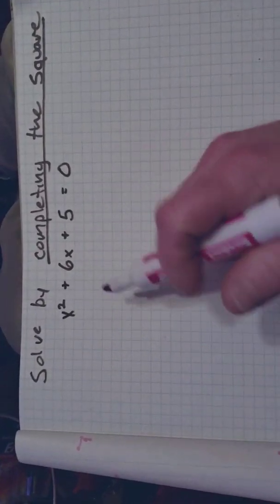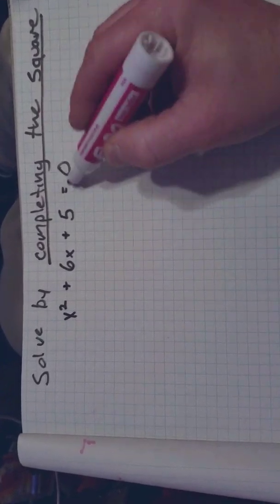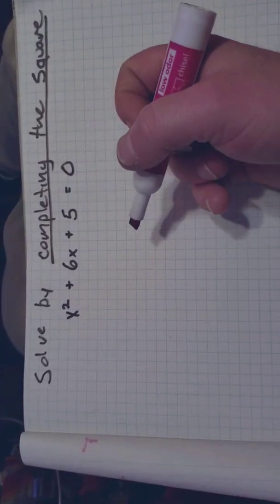Alright, so let's see how we solve this by completing the square. We have our trinomial x squared plus 6x plus 5. It is equal to 0. So it is in standard form.